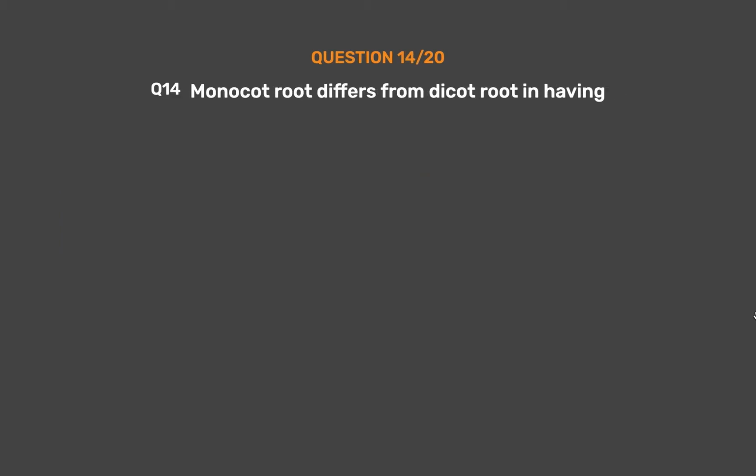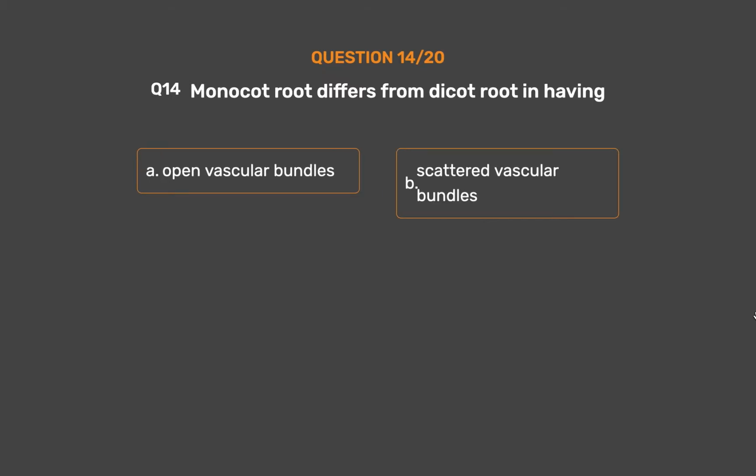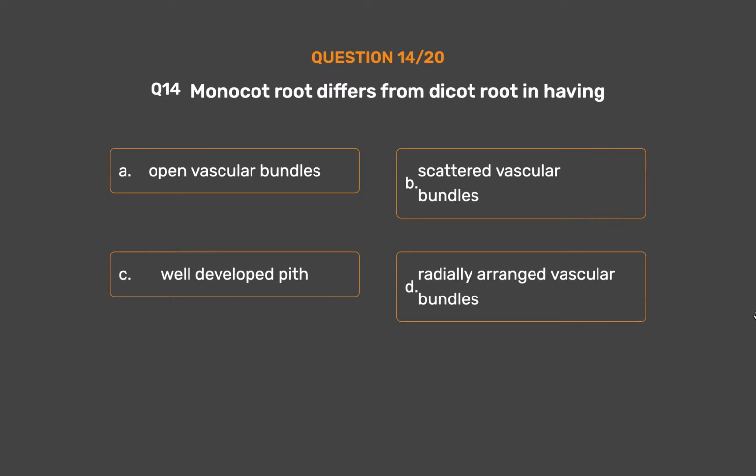Question number 14. Monocot root differs from dicot root in having Option A. Open vascular bundles. Option B. Scattered vascular bundles. Option C. Well-developed pith. Option D. Radially arranged vascular bundles.